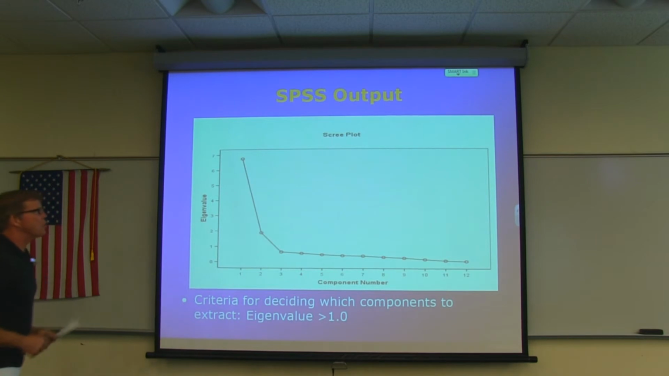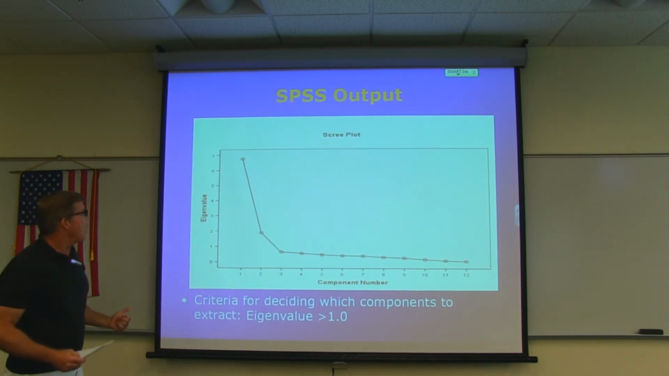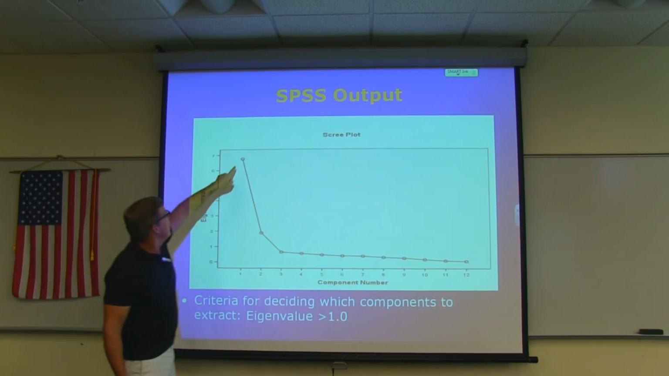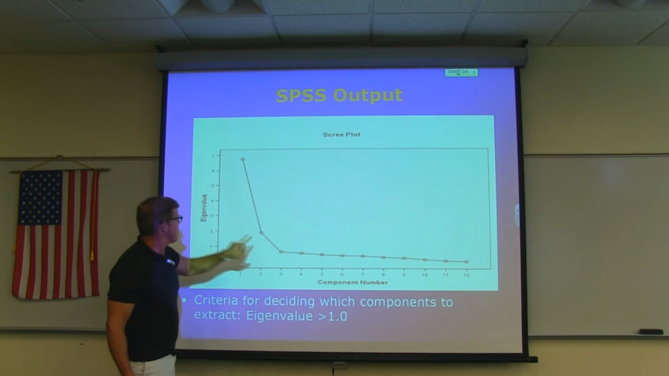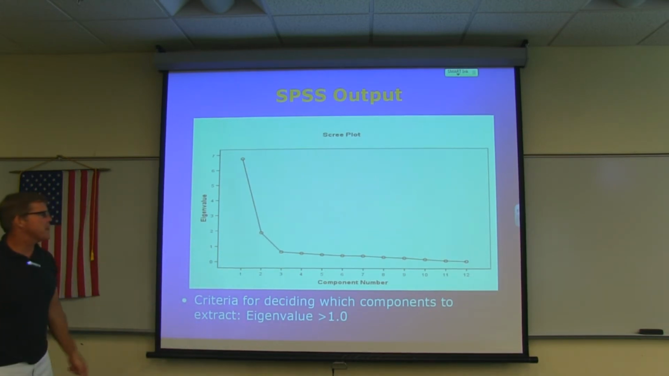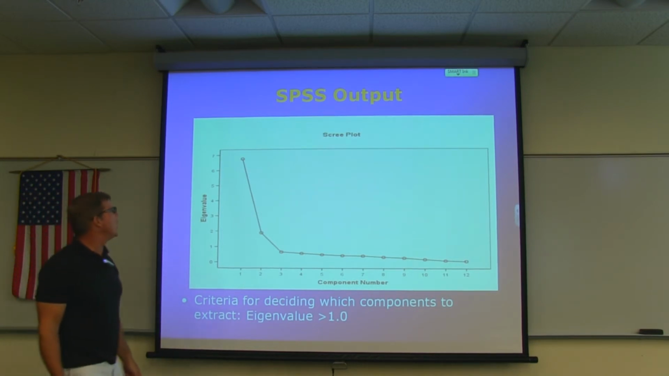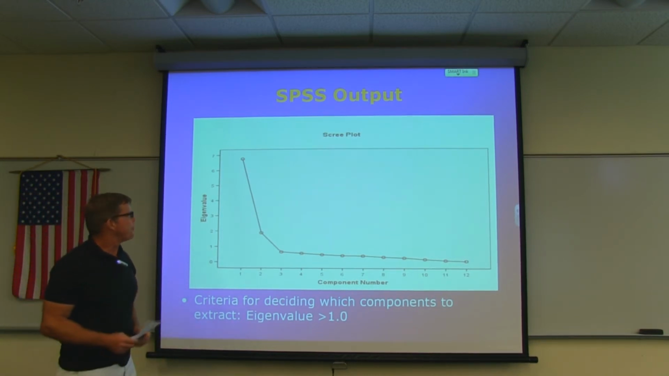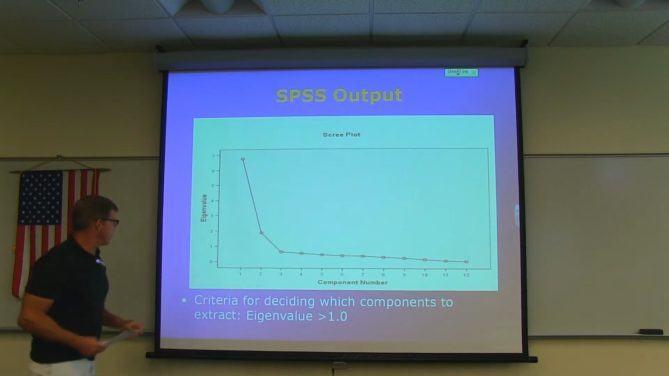And the scree plot, the visual representation of the eigenvalues. This is the graph. We see factor 1, 6 point something, factor 2, greater than 1. These are the criteria for deciding which components to extract: eigenvalues greater than 1. We have the two-factor solution.